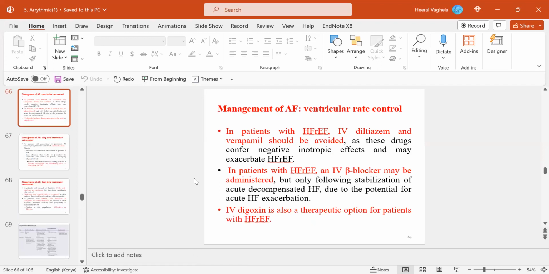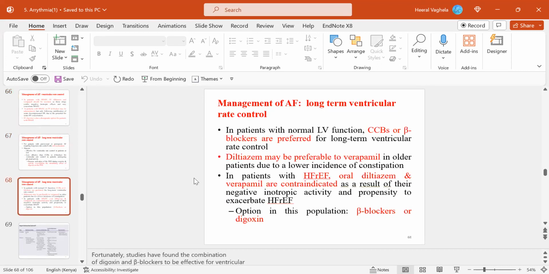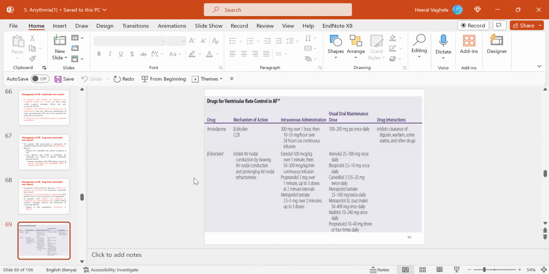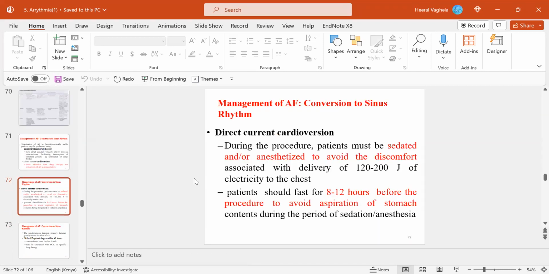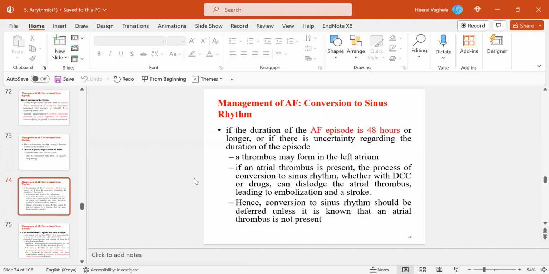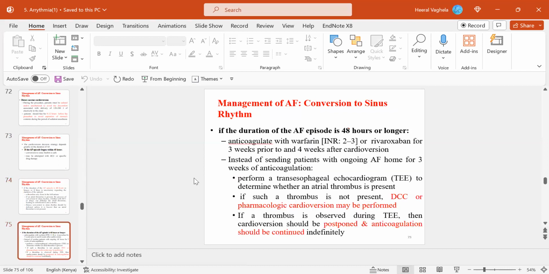Other medications that you consider, like digoxin, which is effective to control the ventricular rate, because over here we say that the ventricular rate usually reaches 120 to 180 beats per minute, so we need to lower that down. Yeah, that is for atrial fibrillation. Any clarification, question?